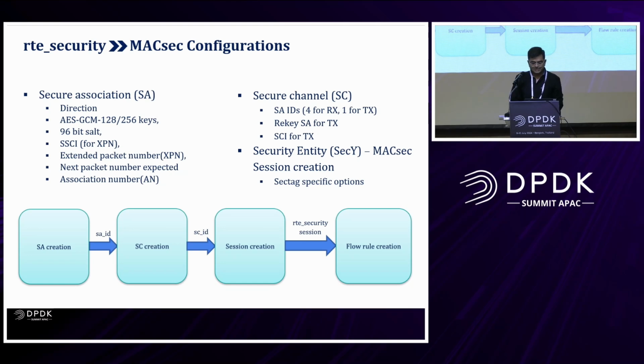As I said, there may be 4 SAs for one MACsec session. For the transmit side, these 4 SAs can be mapped to a single secure channel. So we have the second API to create the secure channel, that is SC. Once we have the SAs and SCs in place, we can create an RT security session with the protocol as MACsec. This will create the security entity that is called SecY.